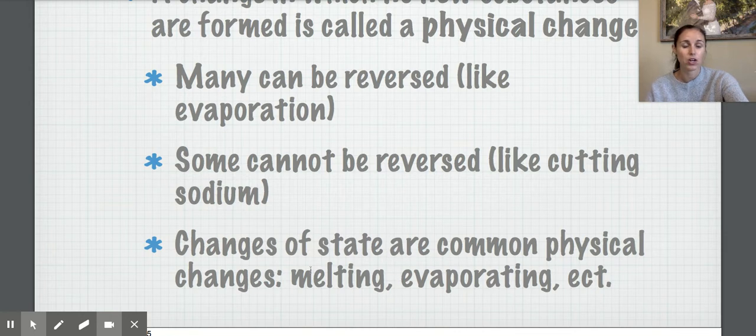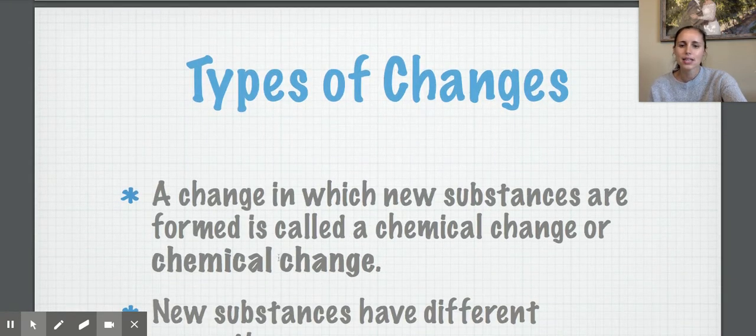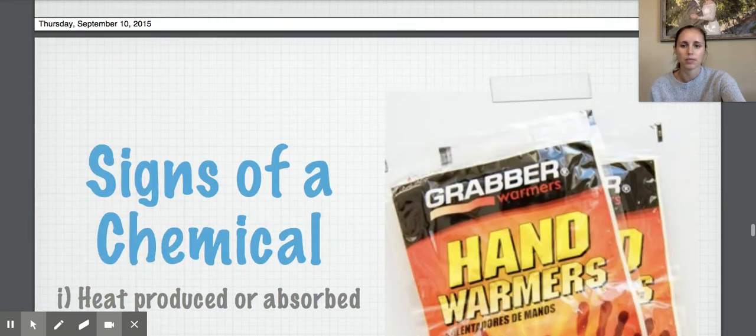Changes in state are very common physical changes, like melting and evaporating. It's one of the physical changes that you actually see in energy change as well too. So just remember, anytime you're changing state, so going from a solid to a liquid to a gas, that is an example of a physical change. Now let's take a look at chemical changes. A chemical change is when you have formed a new substance. Those new substances will have different properties, and they're very difficult to reverse. We're going to look at one example of a reversible chemical change. Otherwise, they're all considered to be not reversible.